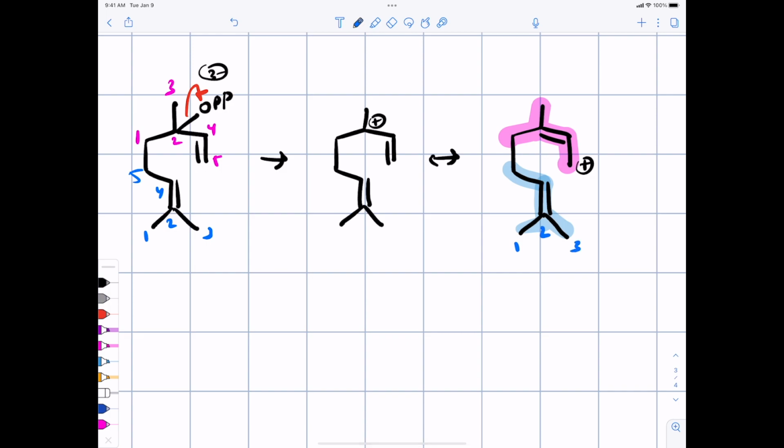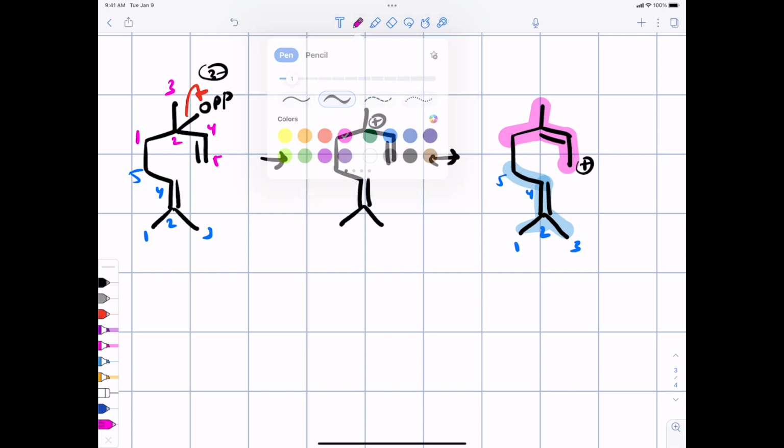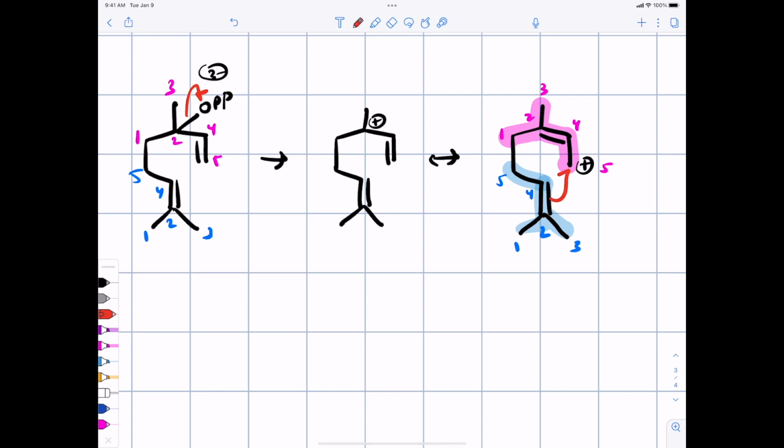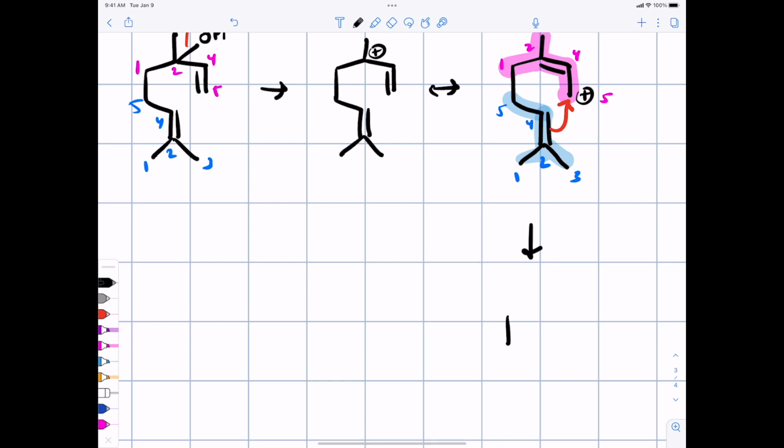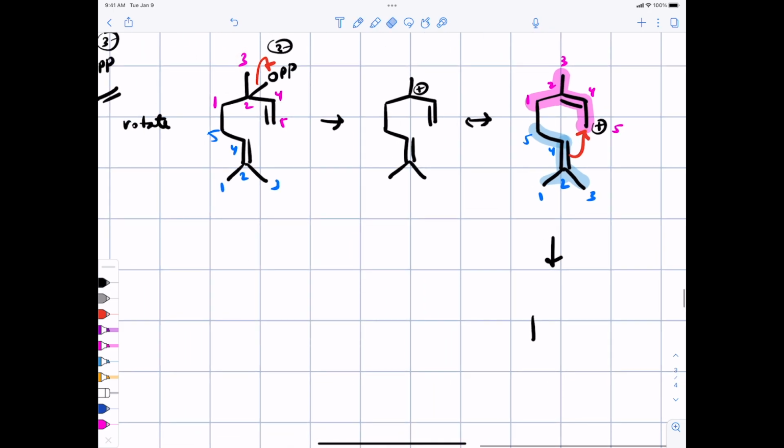All right, so I realize this is tedious with all the numbers here, but keeping track of the carbons is actually the key to not getting lost. Now, carbon 4 is close to carbon 5. Pi electrons attack the carbocation. We get a new bond between 4 and 5. The reason we do that is so that the positive charge can be on carbon 2, the more substituted carbon, where it's more stable. Here is the new bond we made between 4 and 5.